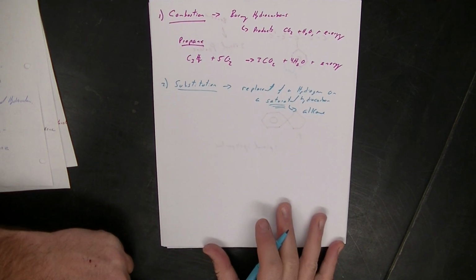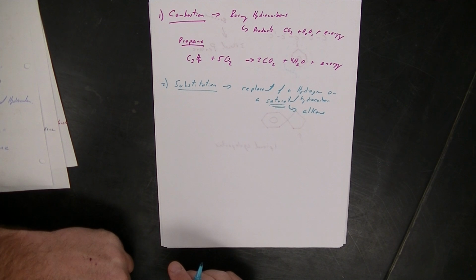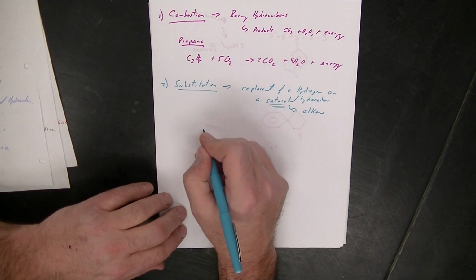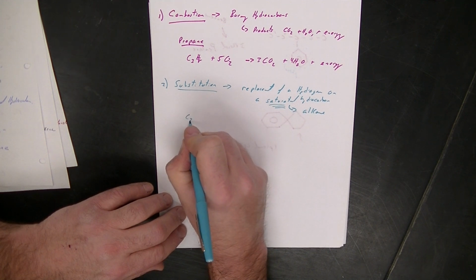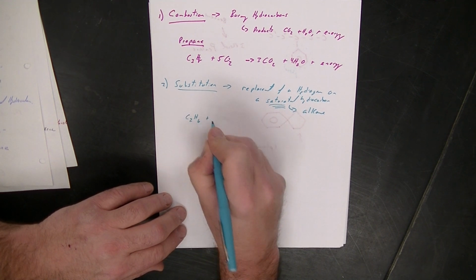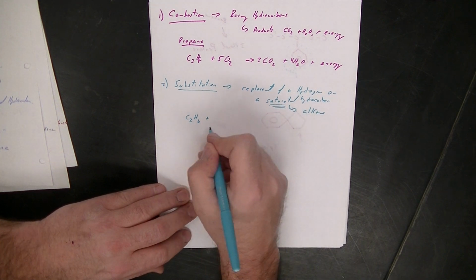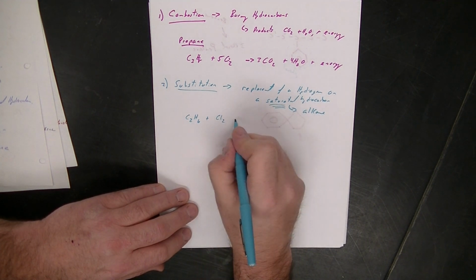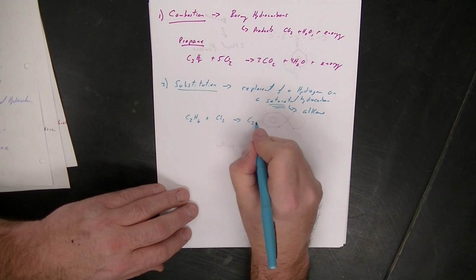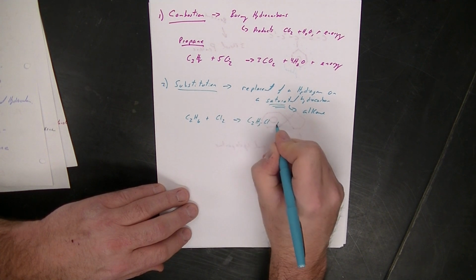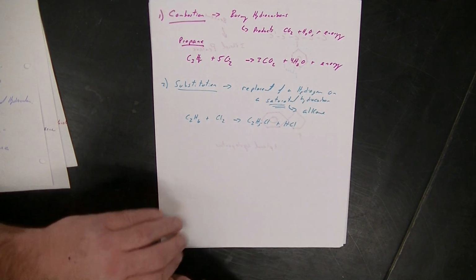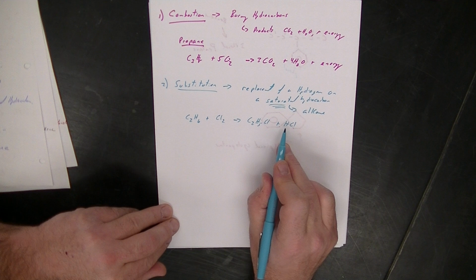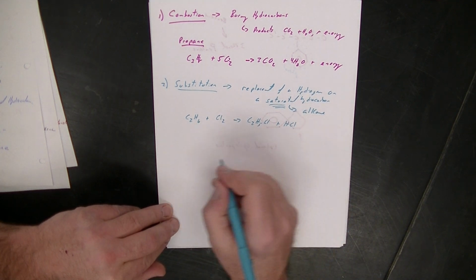All right, so let's come up with a substitution reaction. So let's use ethane, C2H6, and let's say we're going to substitute with diatomic chlorine, right, and it produces C2H5Cl and HCl. Now, I think it's hard to see what's happening this way, so let's go ahead and use structural formulas.